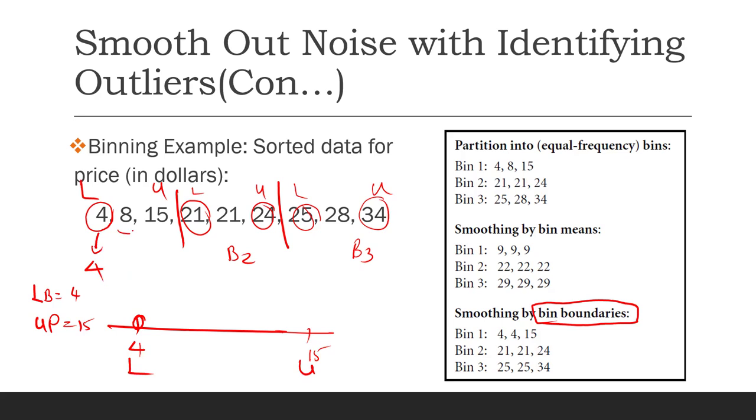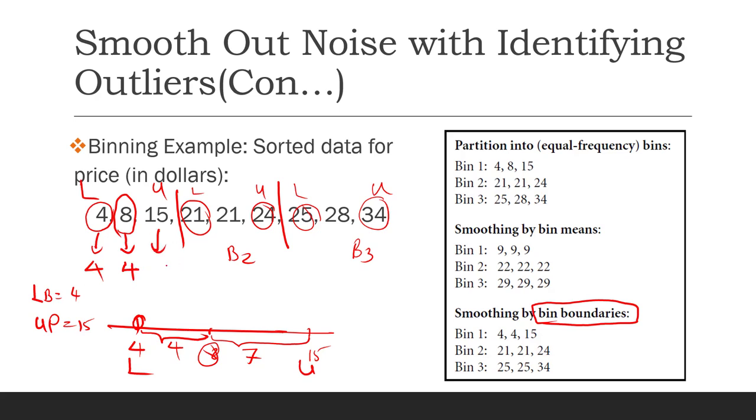If you think about the second data point, that is 8. Maybe 8 is here. What is the distance from the lower boundary? The distance between 4 and 8 is 4 units. The distance between 8 and 15 is 7 units. So now tell me, is the data point 8 close to 4 or close to 15? It means close to the lower boundary or the upper boundary. The data point 8 is close to the lower boundary.